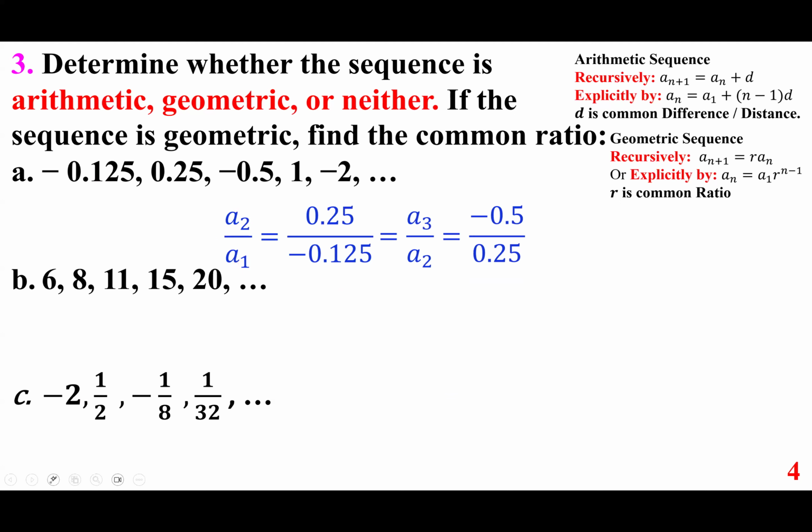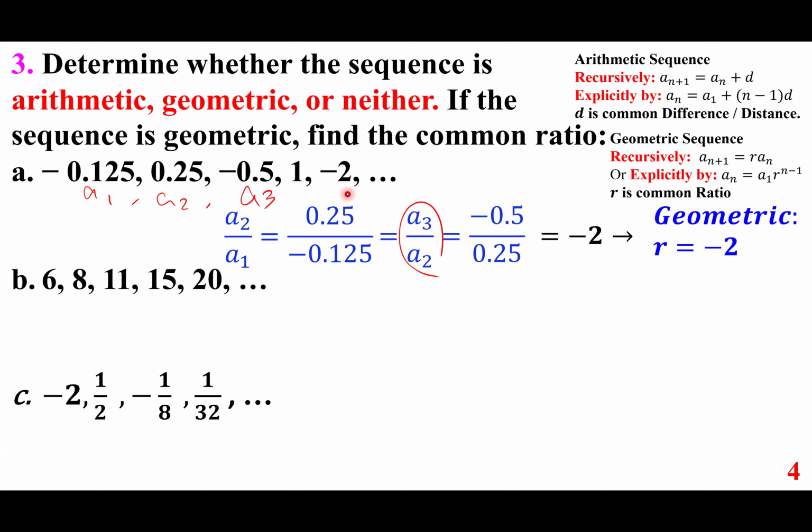Let me just write a sub 1, a sub 2, a sub 3. And that must be the same as a sub 3 over a sub 2, and it is. So r must be negative 2. By the way, if you have doubts, you have to check further, meaning the next one and the next one, 1 over minus 0.5 and so on.